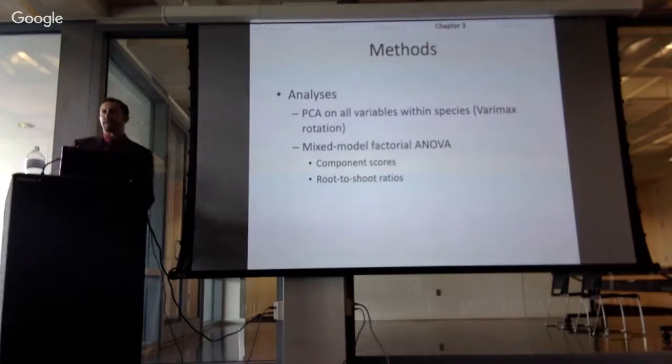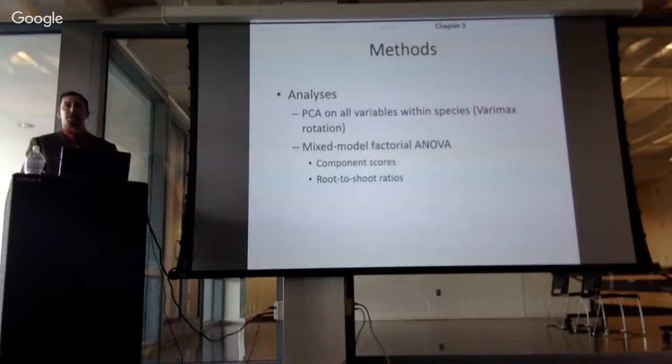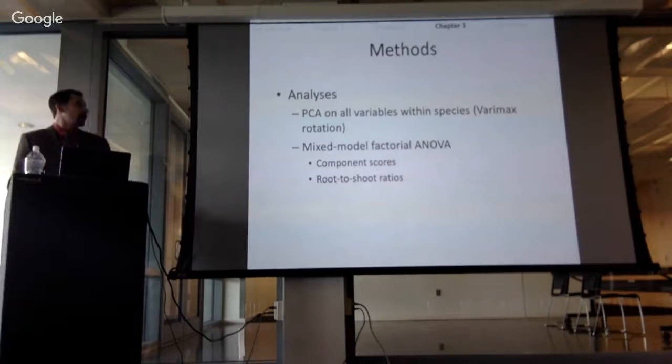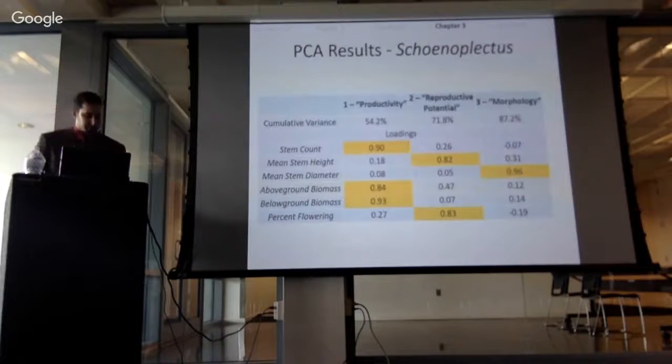And because a lot of these variables are correlated, I utilized principal component analysis to reduce the variables into fewer important scores, utilizing Varimax rotation in order to increase the independence between the different factors, and tested the treatment effects using a mixed model factorial analysis of variance on both those component scores and the root to shoot ratios, because again, we care about the effect on shear strength.